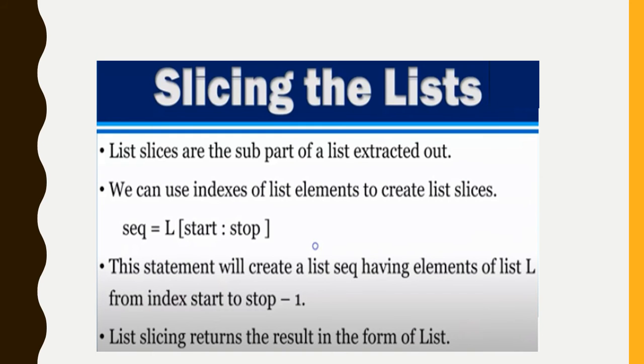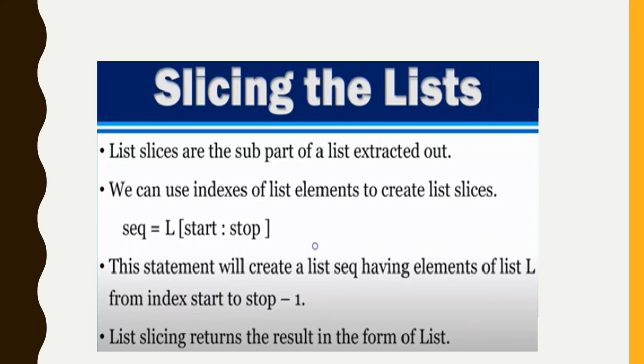Now the important concept of slicing the list. List slices are the sub parts of the list extracted out. You can use indexes of list elements to create list slices. So, the syntax is star colon stop.